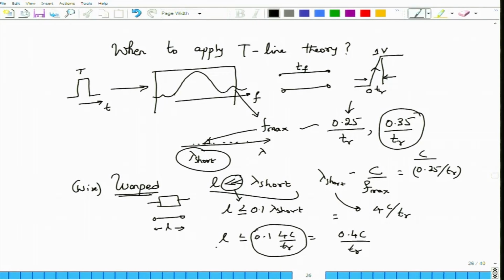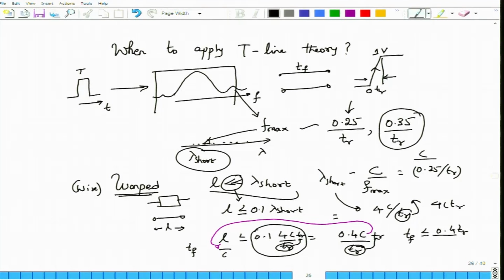So, I have 0.4 c by Tr. If I take this c, which is the speed, to the denominator of the left hand side, then I get L by c, which happens to be the time of flight from one end of the wire to the other end of the wire. So, my condition for lumped regime is that Tf must be less than or equal to 0.4 times Tr. I guess I made a small mistake over here; this should have been 0.4 c into Tr in the numerator, so this is actually 4 c Tr. Please correct this one. So, I get Tf to be less than or equal to 0.4 Tr.